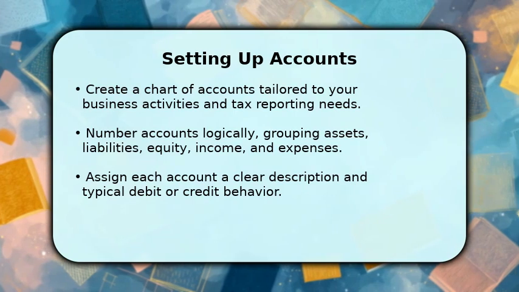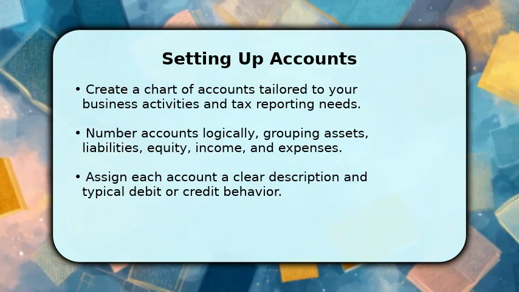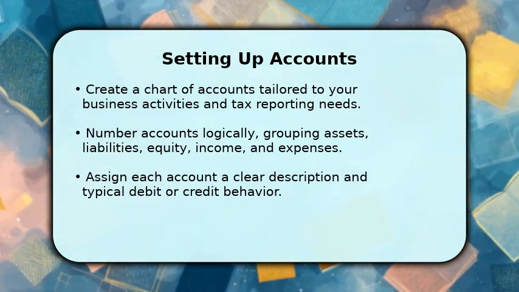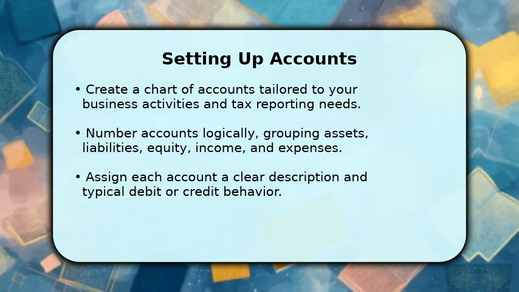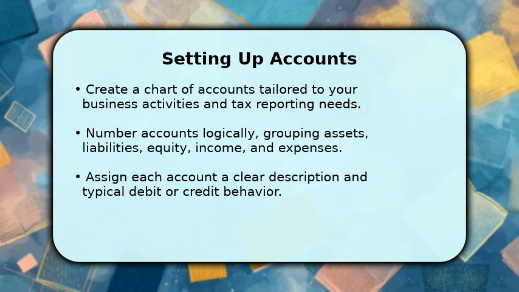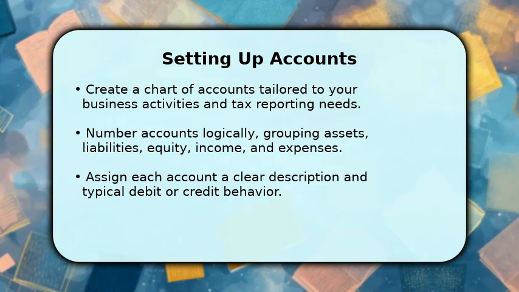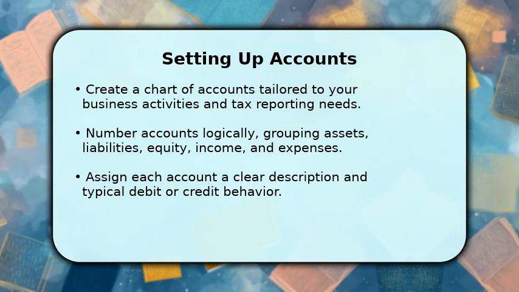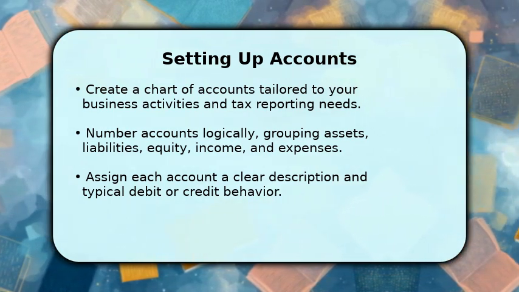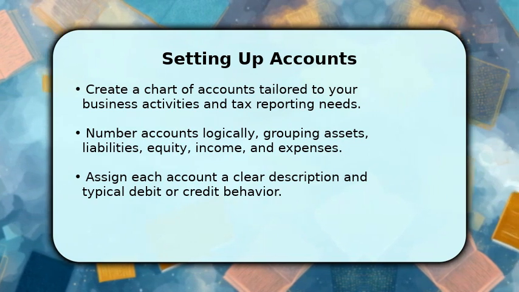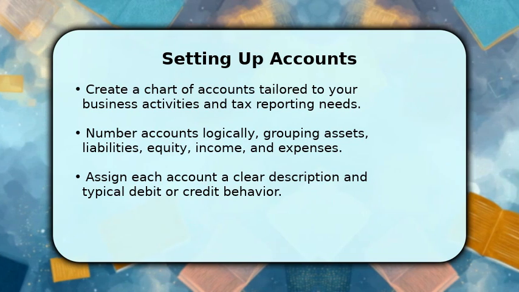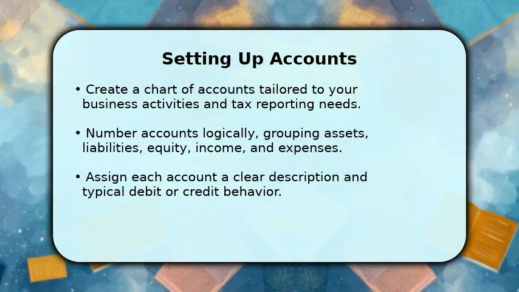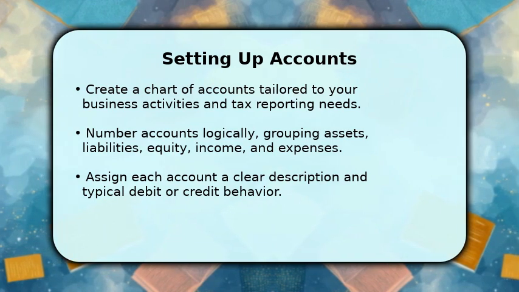Set up a practical chart of accounts before recording entries. It keeps everything tidy and audit-friendly. Number accounts so similar accounts sit together, like 1000s for assets and 2000s for liabilities, which speeds reconciliation. Give each account a simple description and note whether it normally carries a debit or credit balance. Keep the list as concise as possible while covering all necessary BIR reporting categories for your business.